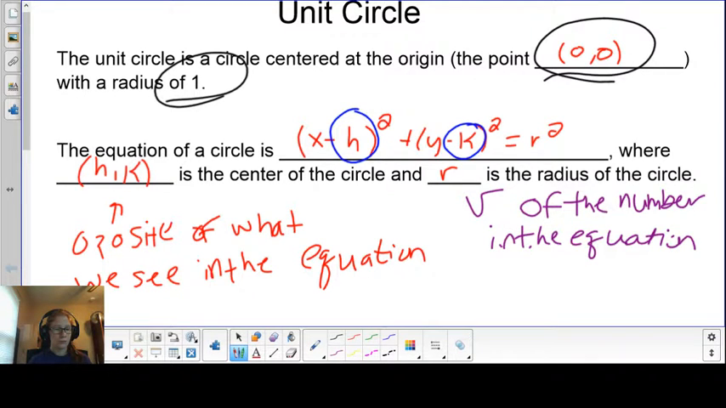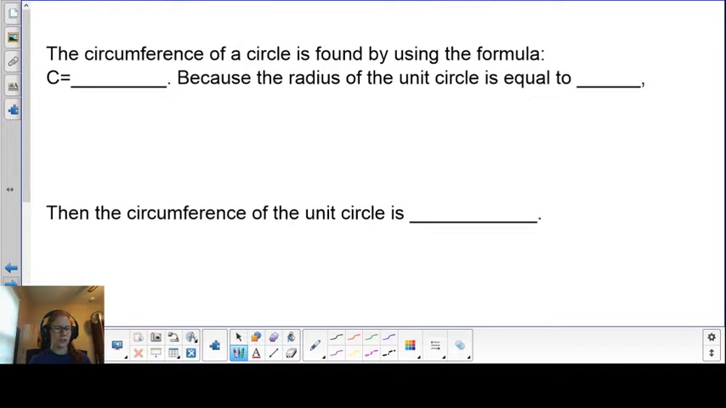Okay, let's keep going with recalling all of our circle information because we know that it's going to need to happen and help us with stuff. So let's talk about circumference. The circumference of the circle is found by using the formula C equals, who can remember what that one was? Good, 2 pi r, or pi d, but I'm going to go with 2 pi r.